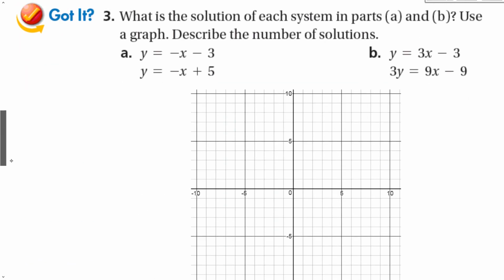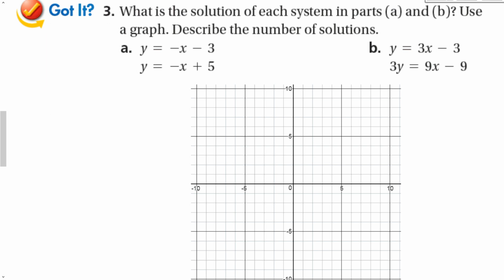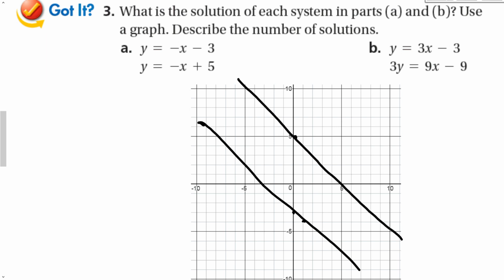Let's look at two more of those. What is the graph of each system? I'm not going to go through the whole graph here, but we see the slopes are the same, with different intercepts. So -3, my first graph is going to look something like that, and my second graph at 5 is going to look something like that. They are never going to cross, so they are inconsistent.